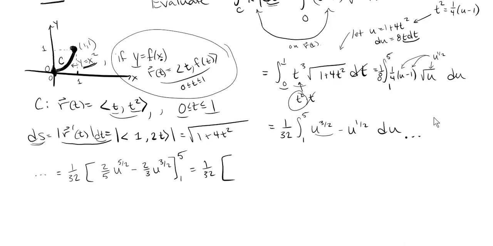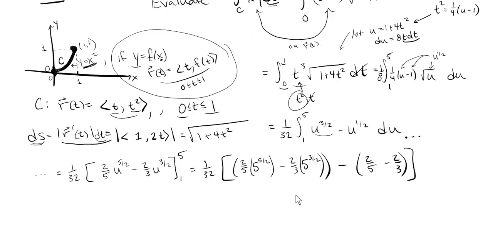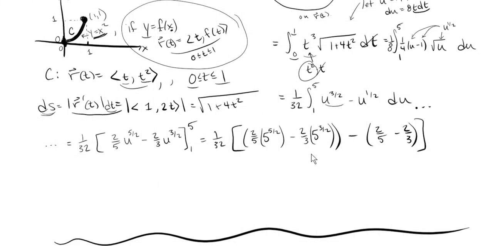So it looks like at the top value at 5, I get 2/5 of 5 to the 5 halves, minus 2/3 of 5 to the 3 halves. That's what I get at the top bound. At the bottom, plugging in 1 into each of these, I get 2/5 minus 2/3. Feel free to fast forward a little bit. I'm just going to simplify this just to finish up. Group things so it looks easier to deal with.